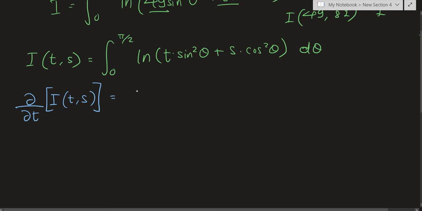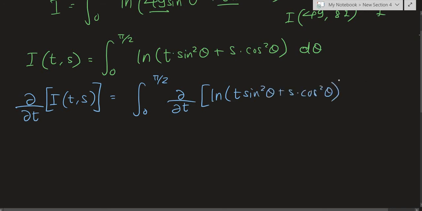So same thing with this side, we have integral from 0 to pi over 2 of the partial derivative with respect to t of natural log of t times sine squared theta plus s times cosine squared theta d theta. And there is no simpler notation that we can write this, so let's just keep it as it is. And over here we have integral from 0 to pi over 2.